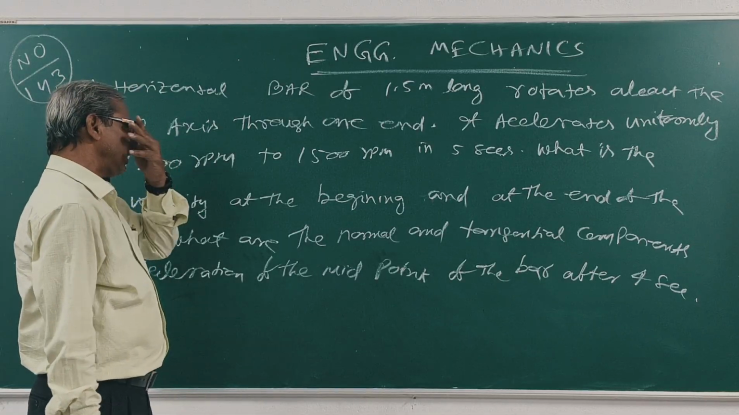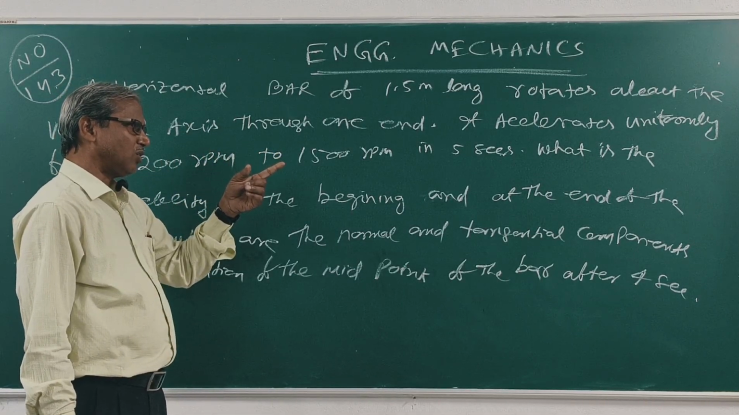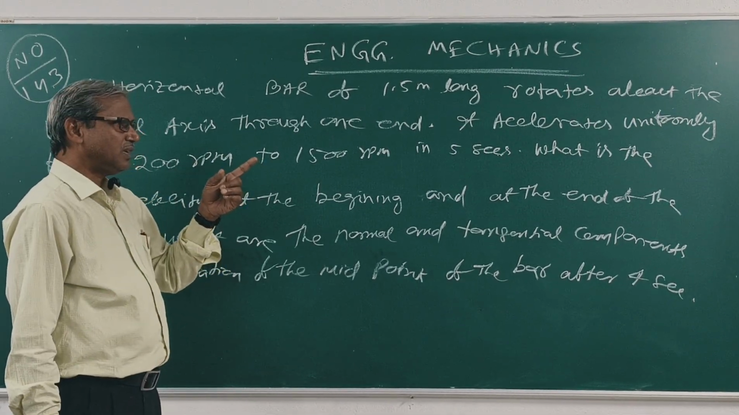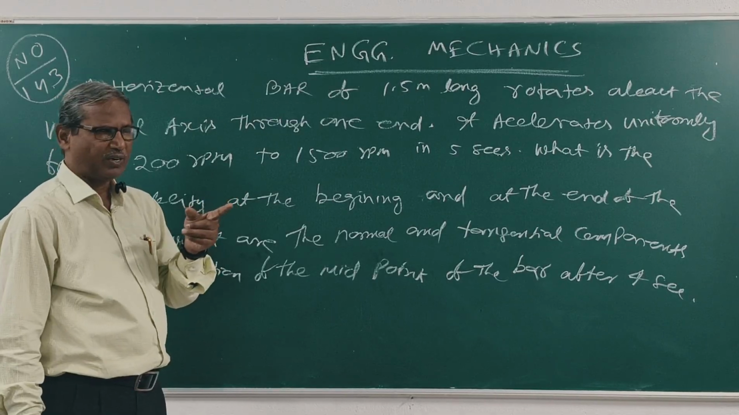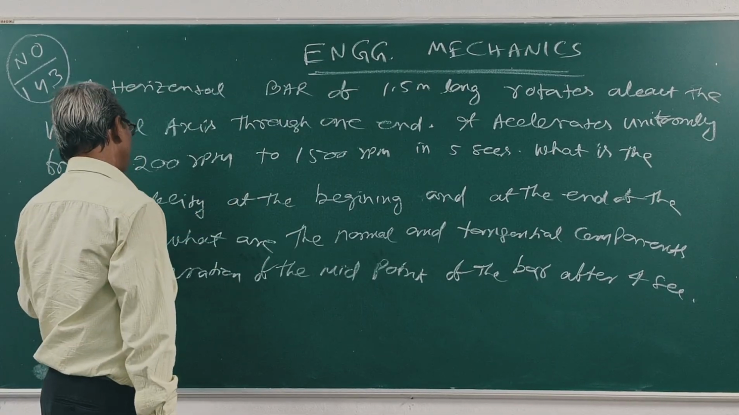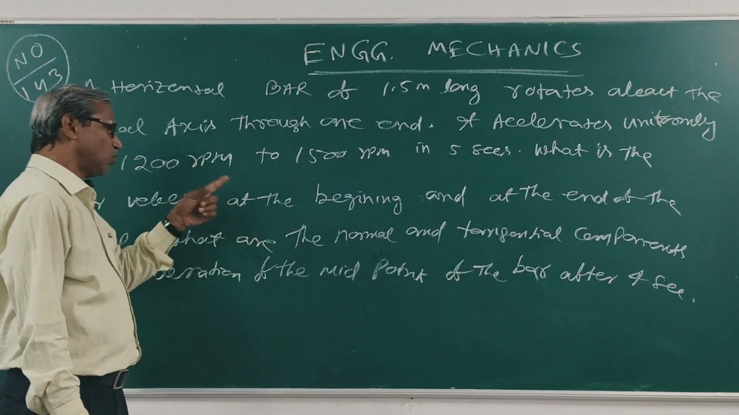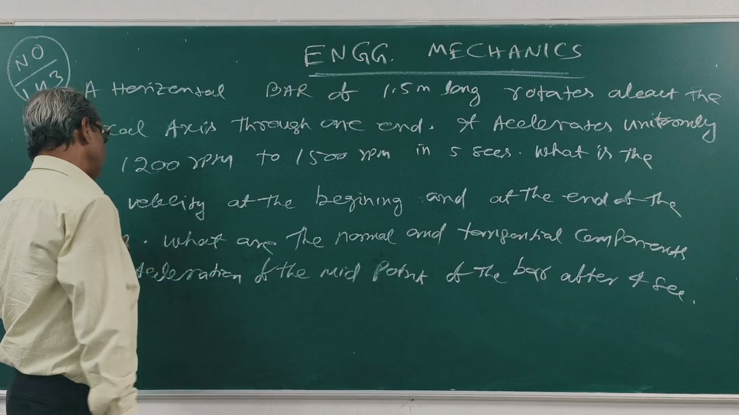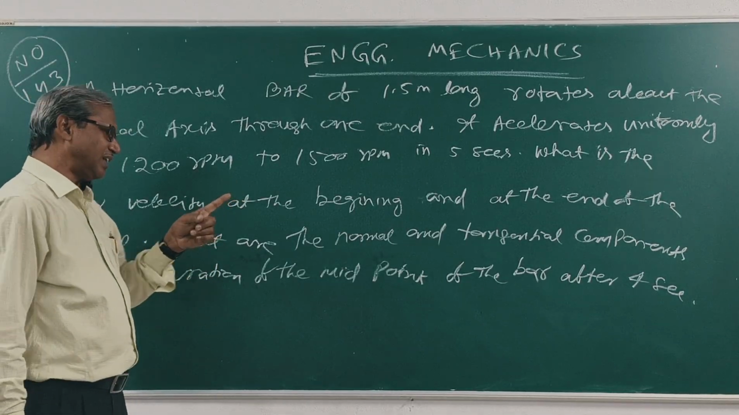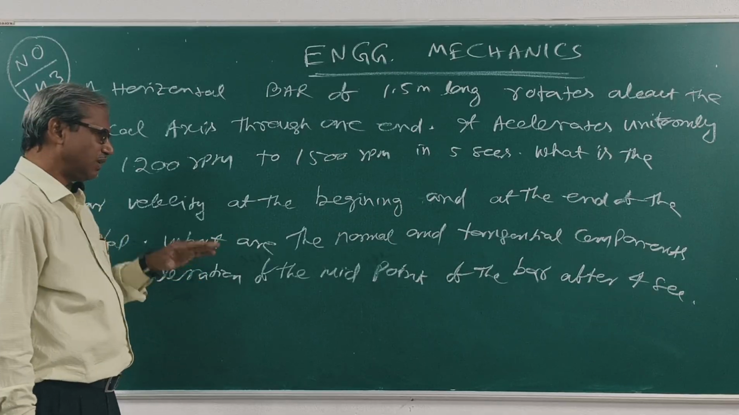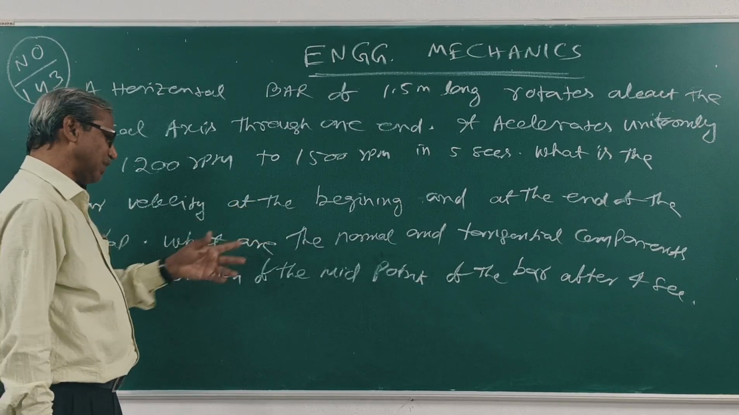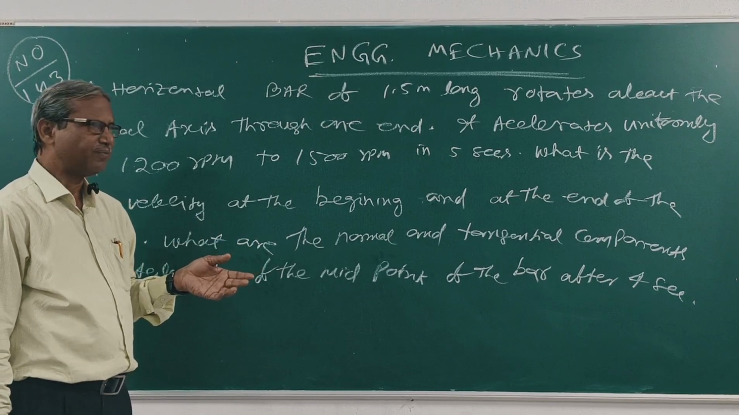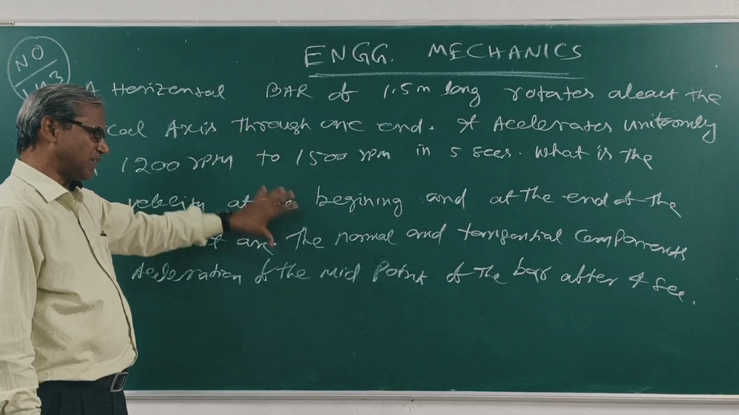The question is: the horizontal bar of 1.5 meter long rotates about a vertical axis through one end. It accelerates uniformly from 1200 rpm to 1500 rpm in 5 seconds. What is the linear velocity at the beginning and at the end of the interval? Next, what are the normal and tangential components of the acceleration of the midpoint of the bar after 4 seconds? This is the first portion, and this is the second portion.